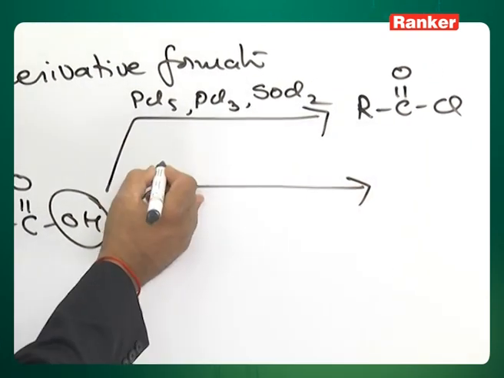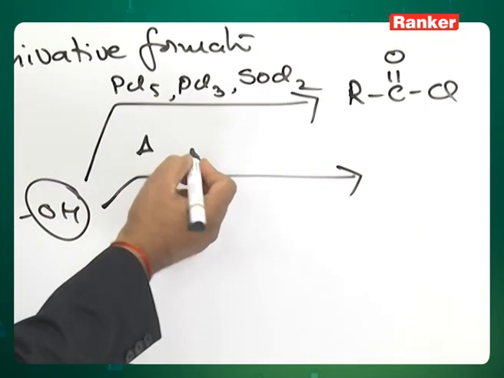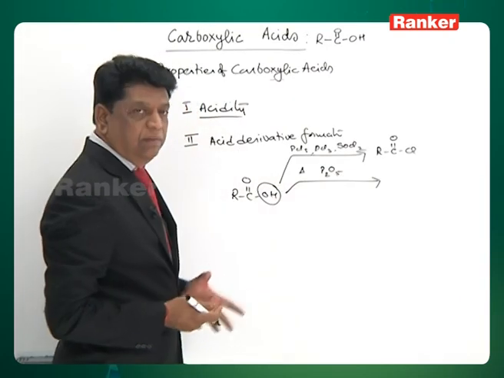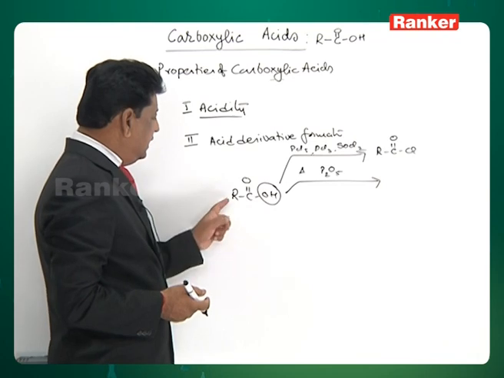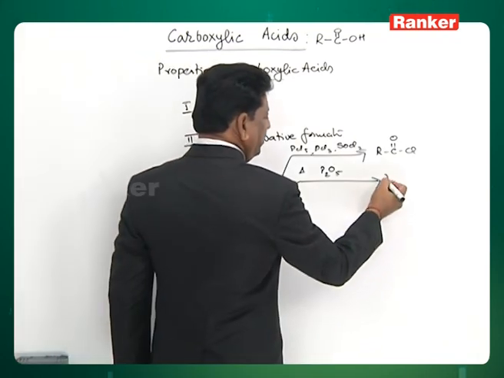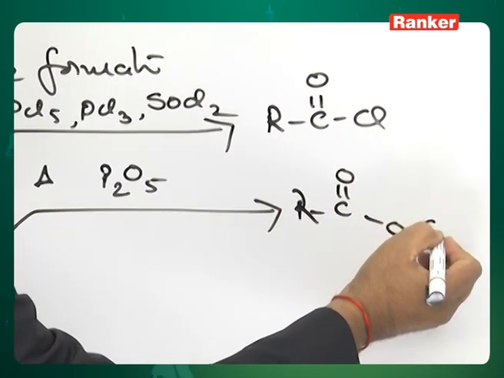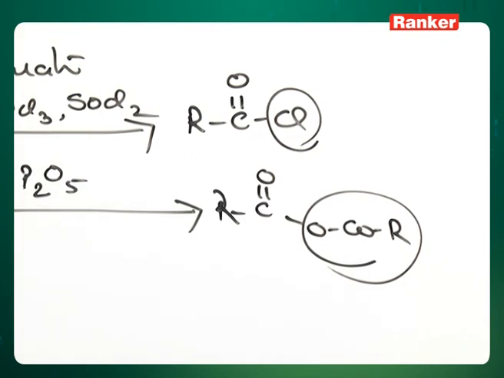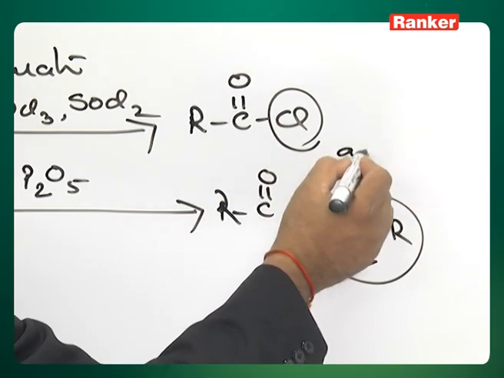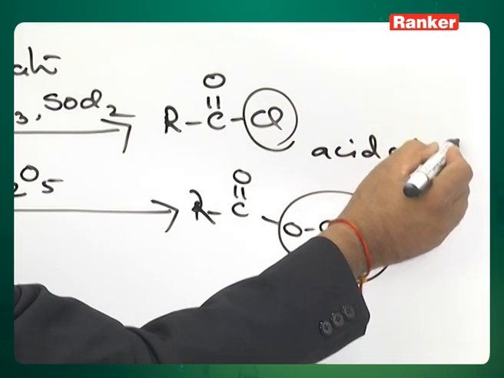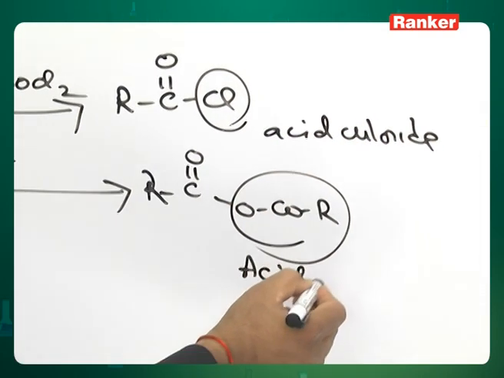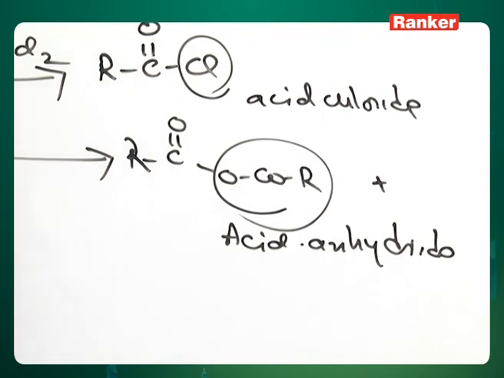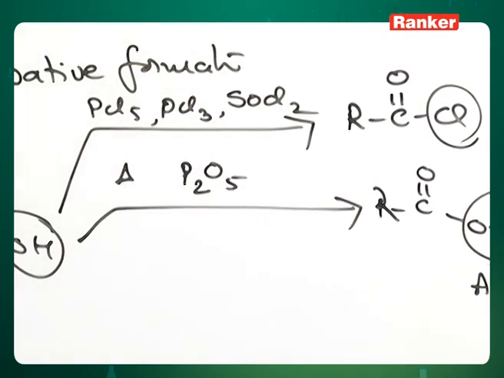Similarly, when you heat it strongly at higher temperatures using P2O5, the P2O5 will become the corresponding phosphoric acid, and the acid will become an anhydride. So, RCO, OCOR, another R will come. So, in the place of OH, Cl comes: acid chloride. This is called carboxylic acid chloride. This is acid anhydride. Plus water, that water will be taken by the P2O5, heat it with P2O5.